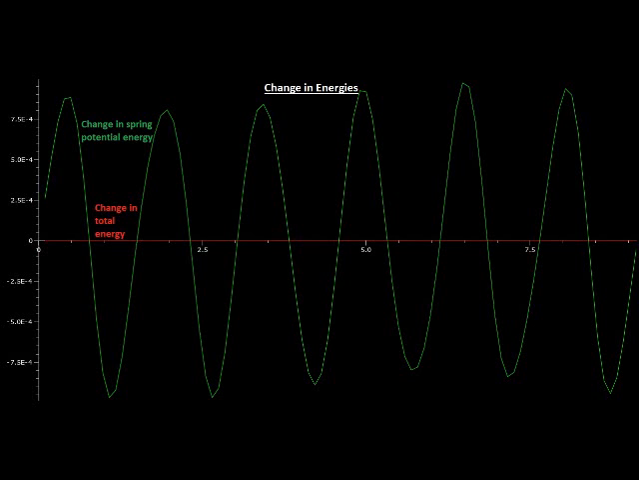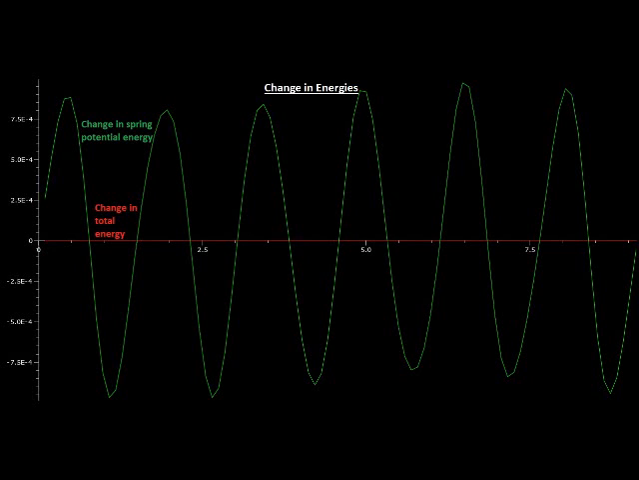Here's a graph I created in Python. The red line is the change in total energy, and the green line is the change in spring potential energy. As you can see, the change in total energy is always 0. This makes sense because all forces acting are included in this system. In the previous lab, we said that the spring was outside the system, so it was having some external work done on the system, so the change in total energy was not 0.